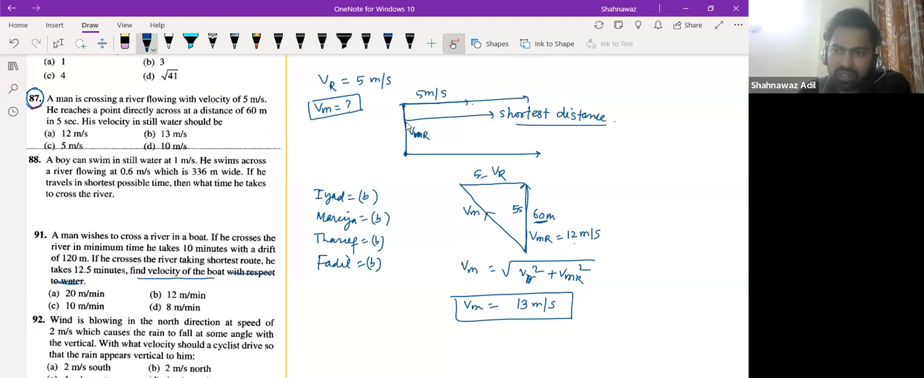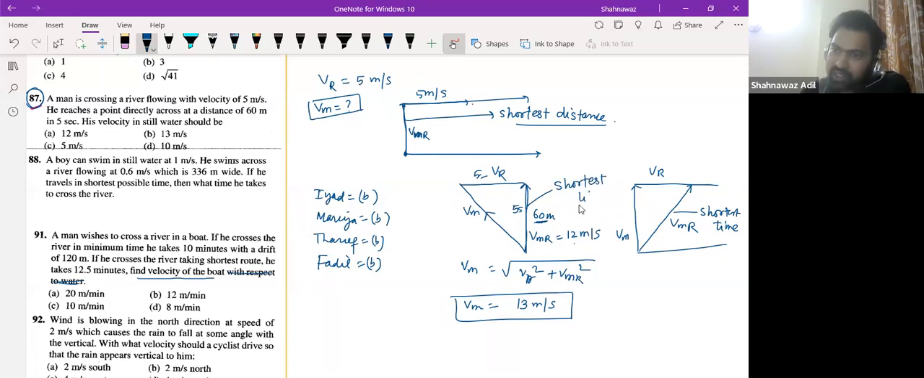So this is shortest distance. And if I say shortest time, then he has to move in this direction. Whenever in the question it is mentioned that he has to cover the shortest time, then the man will start from here. This would be the man's velocity, this would be the resultant velocity, and this is the velocity of the river. So this is for shortest time, and this is for shortest distance.